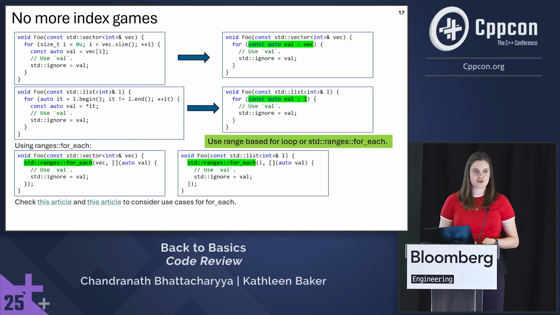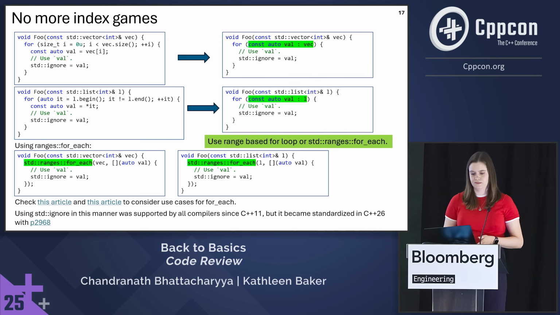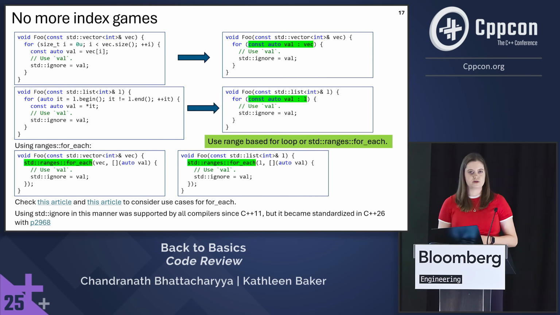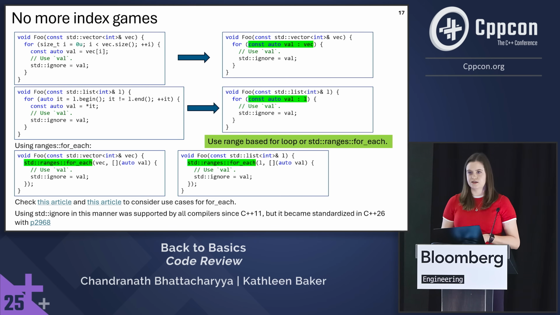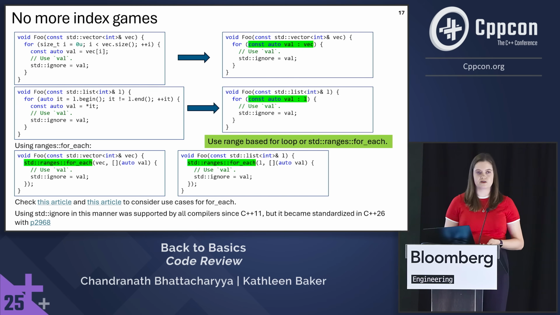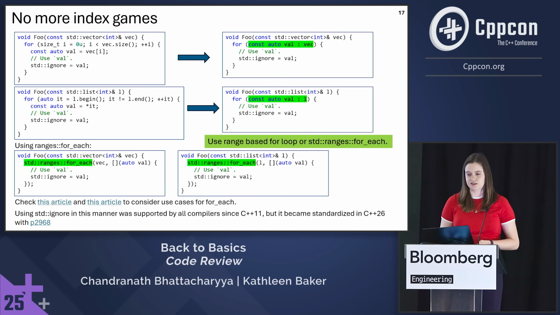Another way is to use ranges for_each. for_each is easier if you're trying to apply a function on each item. So for example, if you're printing each item. And then just a little fun fact about how we're using std::ignore here. Using std::ignore out of std::tie is supported by compilers, but it actually was only standardized in C++26.